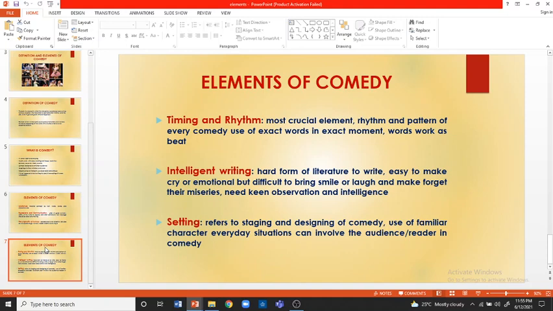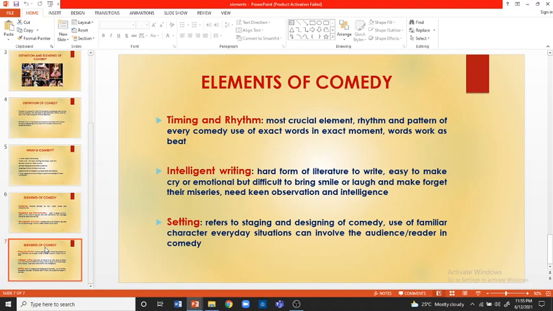Setting here refers to the staging and designing of the comedy, as comedy is a direct and lively conversation with the audience or the readers. It needs proper and smart staging in order to connect with the audience or reader's mind.